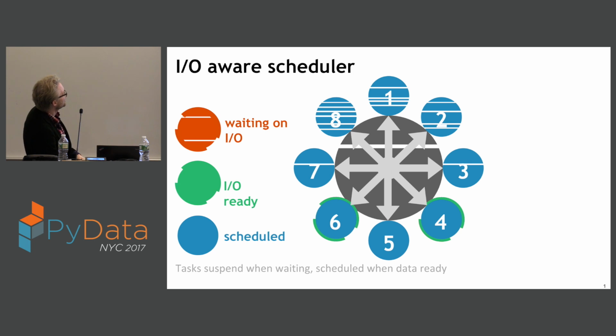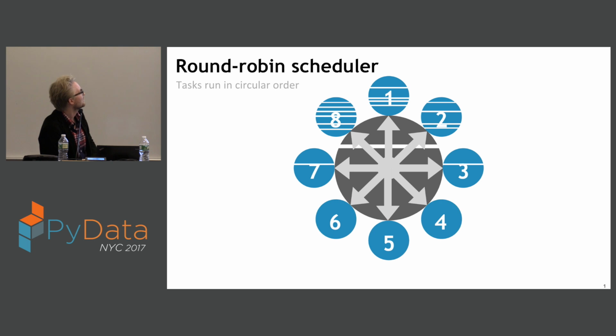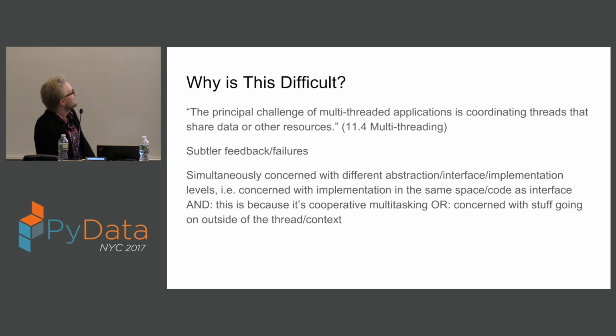This one is smarter, and this is actually the one that async IO uses. So instead of just blindly running around and checking, hey, does this task need anything? Does this task need anything? Here it knows to look a bit smarter. It's got, I guess, a higher hit rate. So let's talk about why this is difficult.